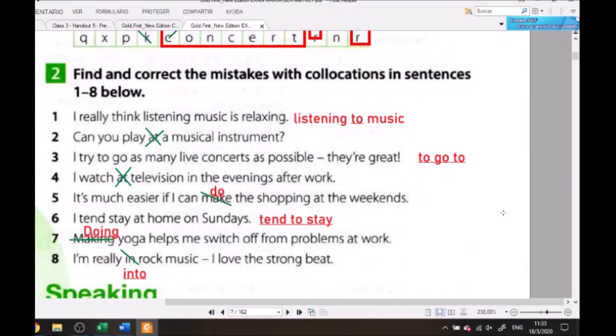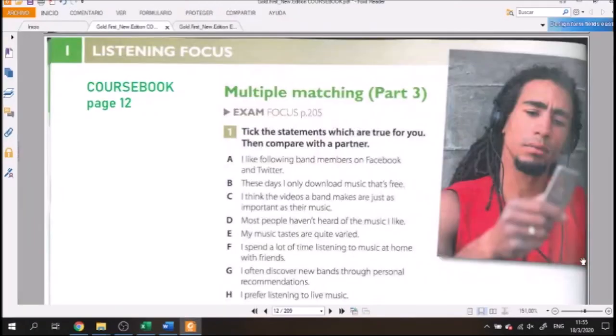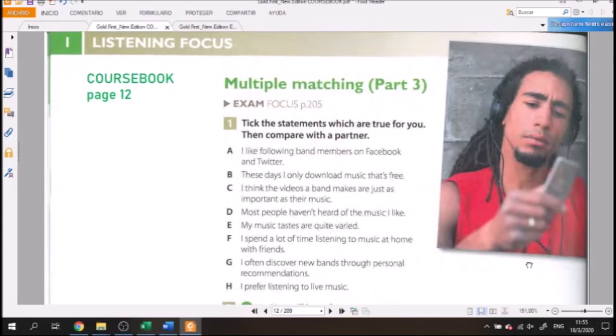Okay, well done. Any question? Any comments? Nope. Okay. Let's move on, guys. Now I'm on page 12 on the course book. We are going to work on listening today. Okay, are you ready? Get the book, come on.